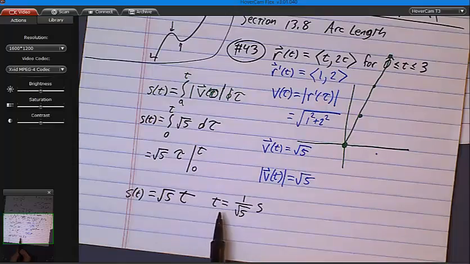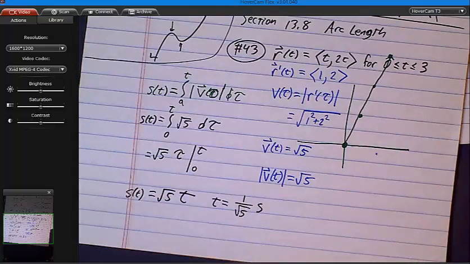This parameter t that I'm using, you could say it's faster than the arc length parameterization. How much faster? Well, take the arc length parameterization, multiply by 1 over the square root of 5, and that's the speed I'm going. So I guess that would be my answer to the question. Let's look at the problem one more time and see exactly how it asks it. It says, determine whether it uses arc length. If not, find a description that uses arc length as a parameter.